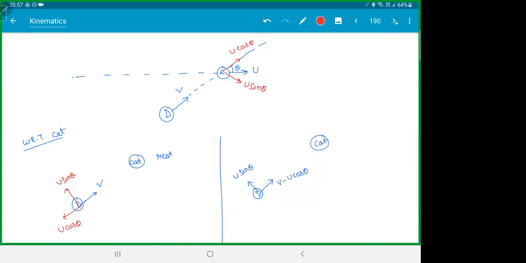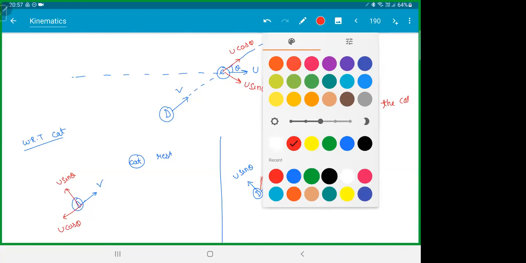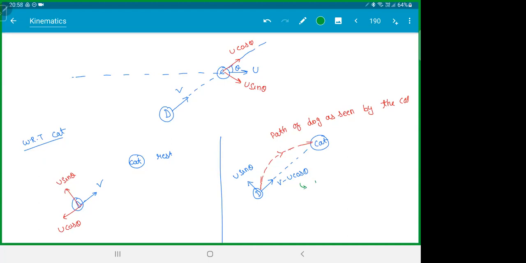So the path of this thing will look like this. This is the path of the dog as seen by the cat. And among these two velocities, this velocity is responsible for the dog to catch the cat, because that is the velocity which is bringing it closer and closer.